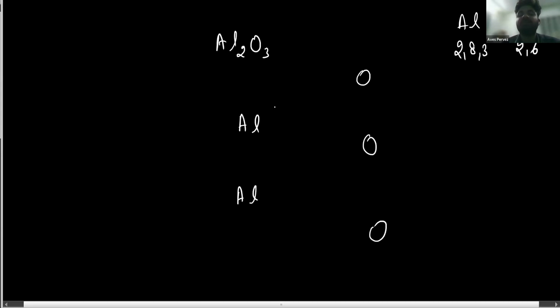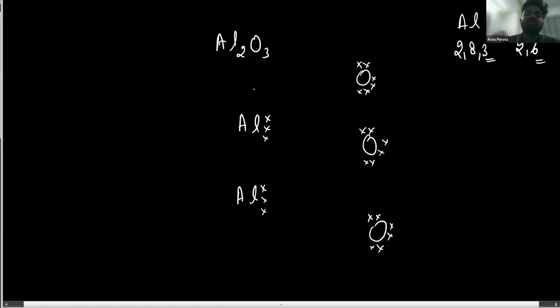So how many electrons do I have to draw for aluminium? Here, 3. 3, because the outermost electrons are 3. Here also 3. And how many do I have to draw for the oxygen? 6. 6, because here are 6. 1, 2, 3, 4, 5, 6.